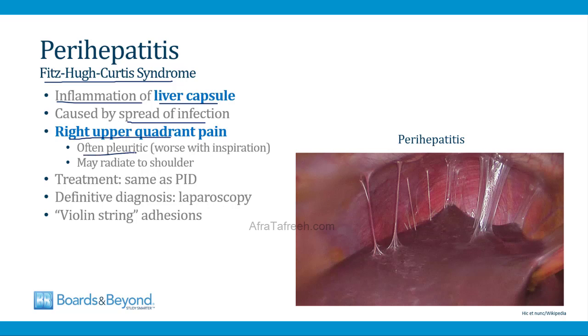Usually the pain is pleuritic, which means it's worse with inspiration, and that's because the diaphragm, when it contracts, can irritate the liver capsule. The pain can also radiate to the shoulder. It's common for right upper quadrant pain related to liver disease to do this.